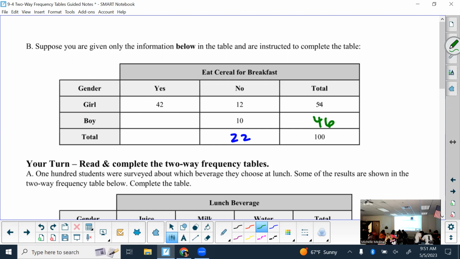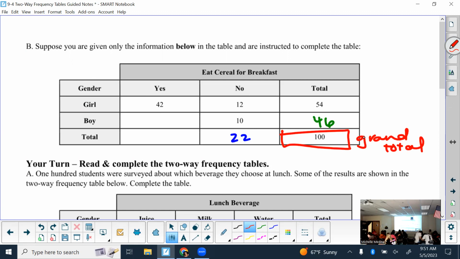Because if there's 54 girls surveyed, 100 people surveyed total, right? This is my grand total down here. Then that must mean we surveyed 46 boys. And then the rest kind of works off of that. Now you have more that you can fill in because you could figure out those parts.